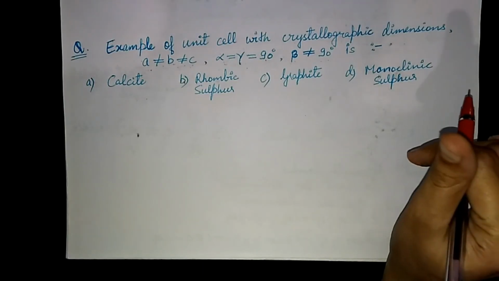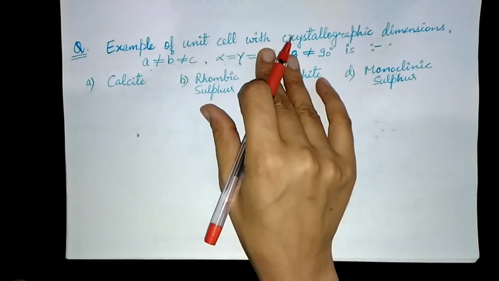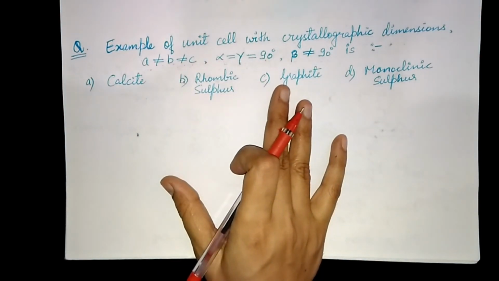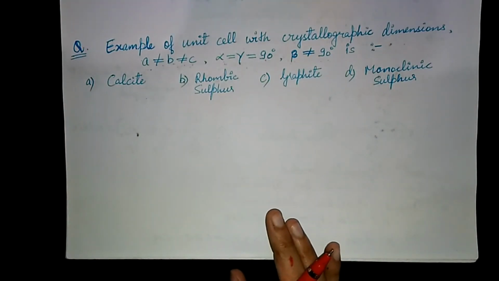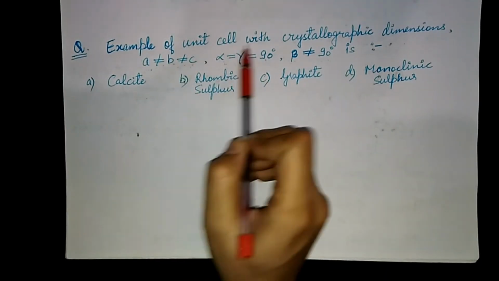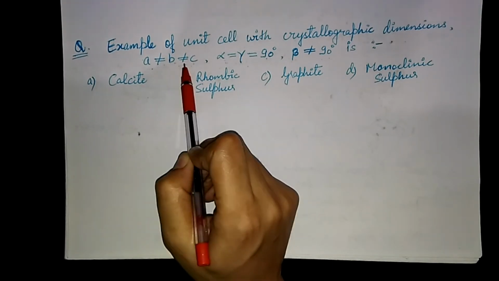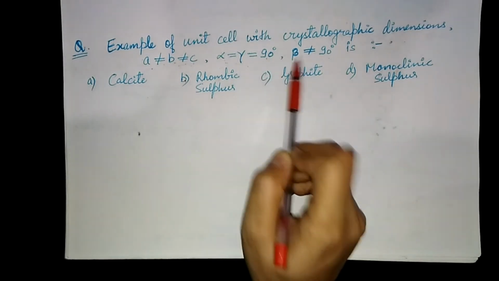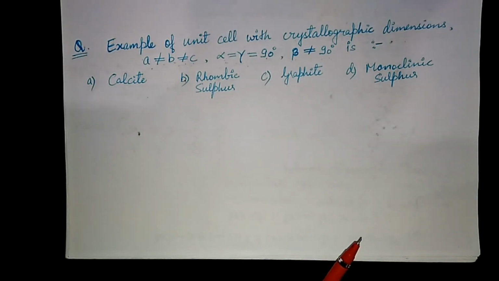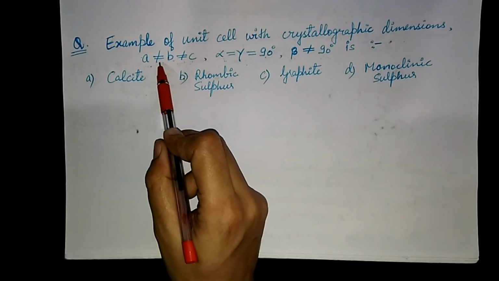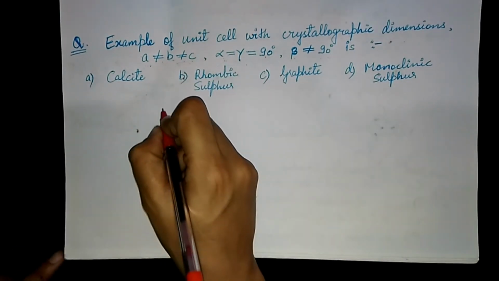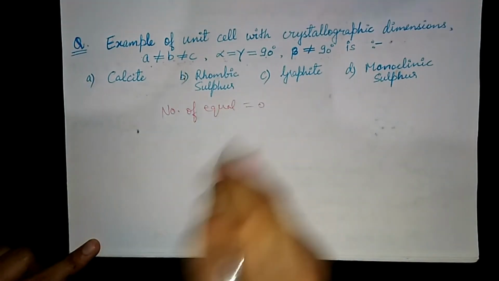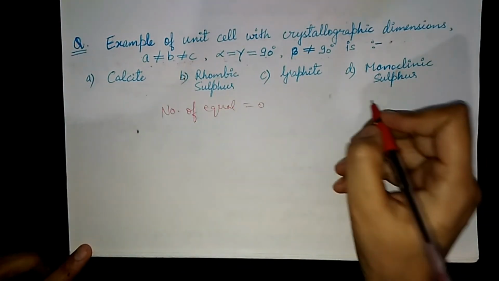In the end let's take our question once again. Hope you can try it on your own, because after knowing the trick you will be able to do this question. Here you see the dimensions are given: the axial distances are unequal, alpha equal to gamma equal to 90 degrees, and beta is not equal to 90 degrees. So zero equalities are given. Number of equalities equal to 0 is present in 3.